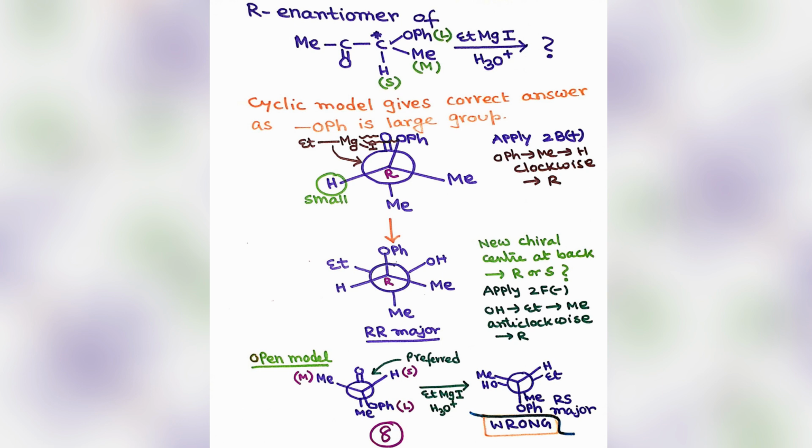will not be obtained from the open model, because the OPh group is the large group, and we would get RS in that case. As I have already told you, if we apply the open model, then the reverse answer will be the final correct answer. We get RS by applying the open model, so RR will be the correct answer.